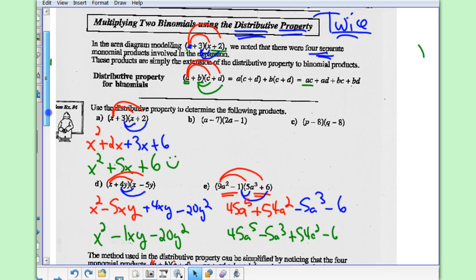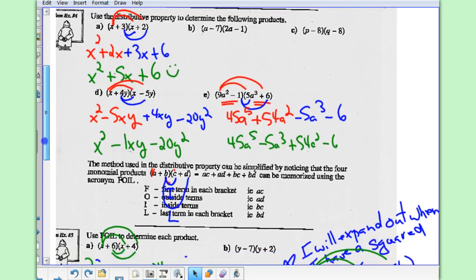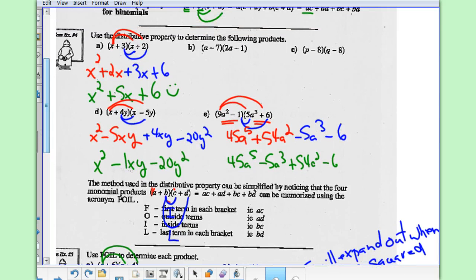There's one last method that is basically the distributive property, but somebody gave it a name, and they gave a name to all the arrows. So in the distributive property, they call my first 2 red arrows first and outside. Why? Because that's the first arrow and that's the outside arrow. And on the other arrows, they call this one the inside arrow, and this one they call the last arrow. So by doing FOIL, it's just a fancy way to complete the distributive property.